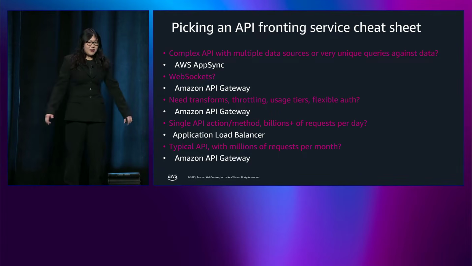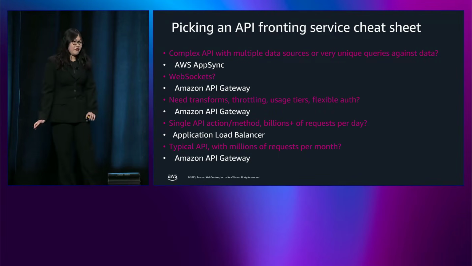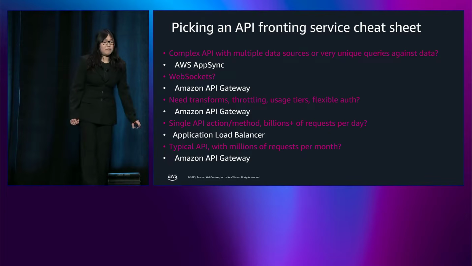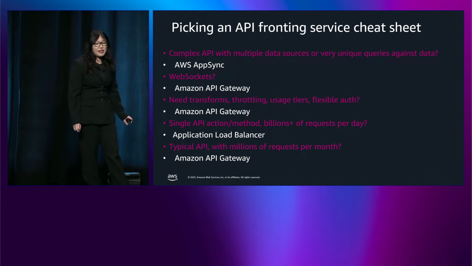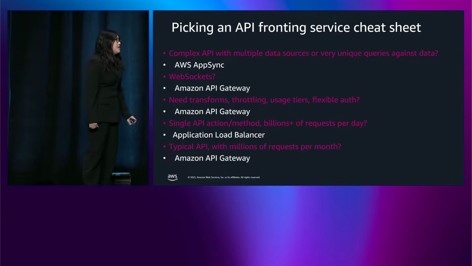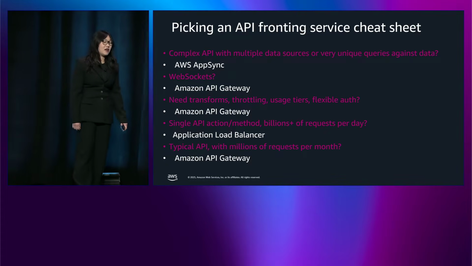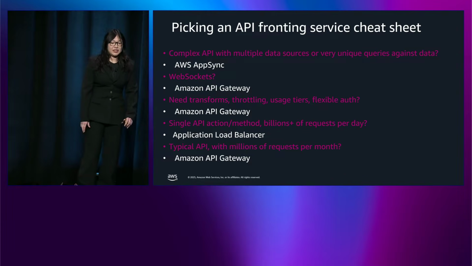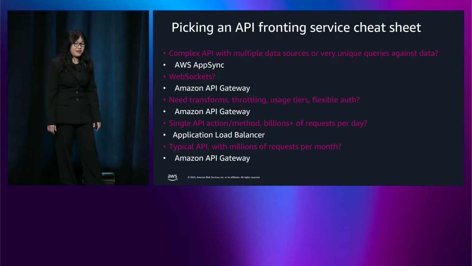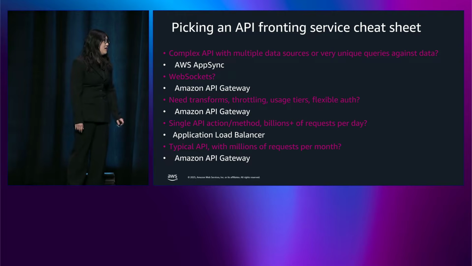So to put it all together, there is no wrong answer for choosing a service, right? This is kind of our cheat sheet for picking an API fronting service. If you're looking for complex APIs with multiple data sources, go with AppSync. If you need WebSockets, throttling, usage tiers, and you're going to scale with millions of requests per month, go with API Gateway. If you have a single API action or method and need billions of requests per day, go with Application Load Balancer.